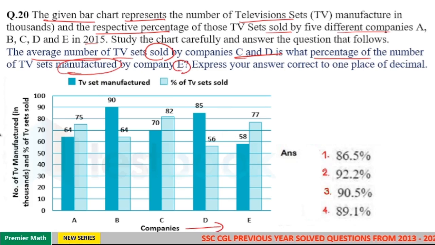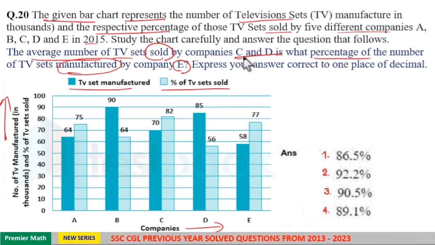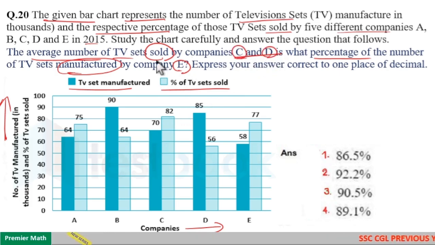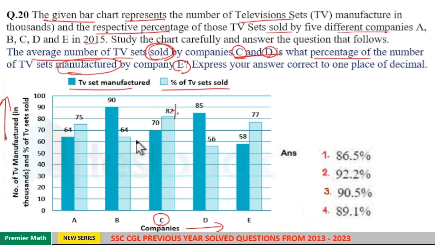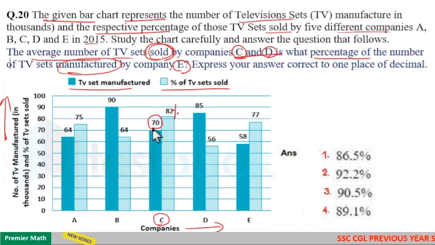Here, x-axis shows companies and y-axis shows TV sets manufactured in thousands and TV sets sold in percentage. Here, this solid blue portion shows TV sets manufactured and light blue portion shows percentage of TV sets sold. So, we need first C and D, that is TV sets sold by company C and D. Here in C, 82% is the sold percentage and 70 is the manufactured.